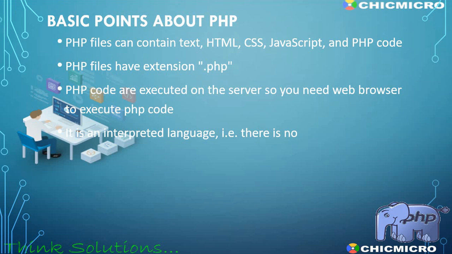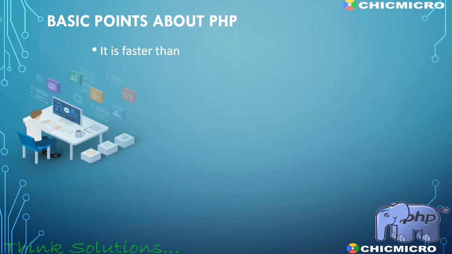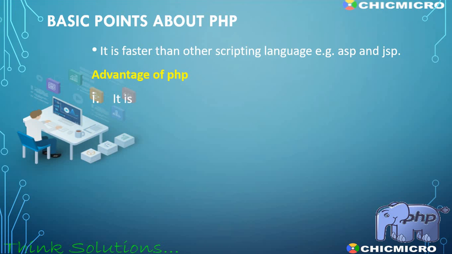PHP is an interpreted language. It means that there's no need for compilation. Interpreted language means that as you write the code, you go through your browser, you run it, it's interpreted. So we don't need to buy a compiler to compile it. It is a server-side scripting language, as I said. All its work has to be done on the server, pulling down information on the server. And this is index.php. That's what we said, extension .php, like you've been working with .html. So .php is what we use. PHP is very fast, faster than other scripting languages like ASP.NET and JSP, which are not as fast as PHP.